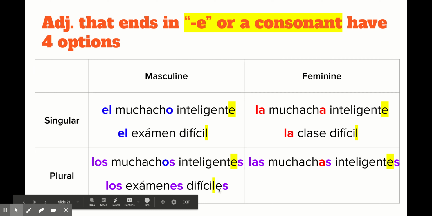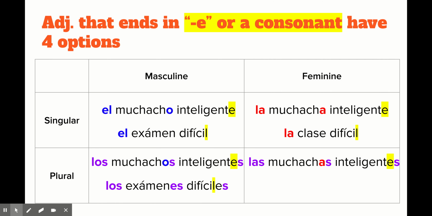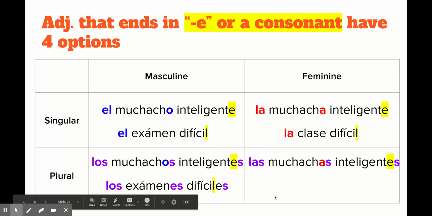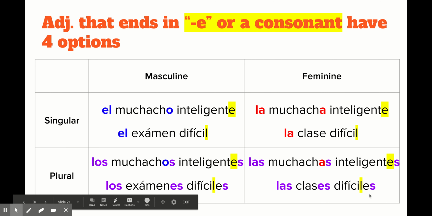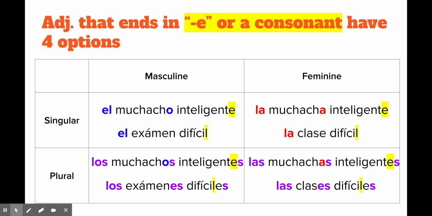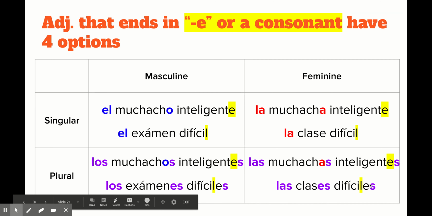Sorry, that should be a purple highlight there, right? We gotta make everything plural. And then the last one, if I want to say the difficult classes, las clases difíciles. Again, adding an ES here because my consonant makes it so. I cannot just say difíciles. Ugh. I need to add an ES. Everything needs to have a sound. We need that extra vowel sound there. Las clases difíciles.